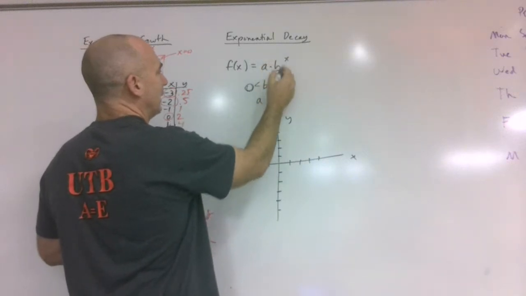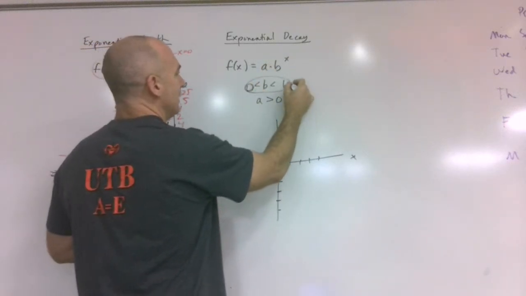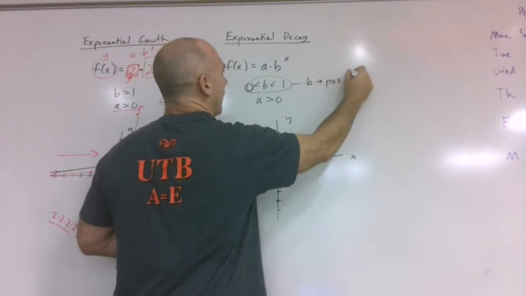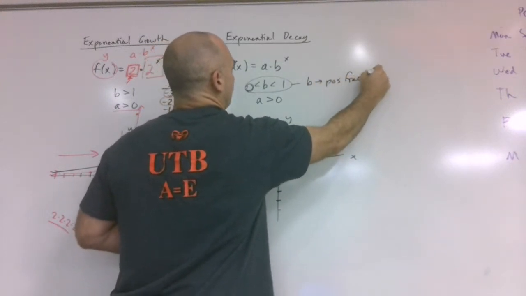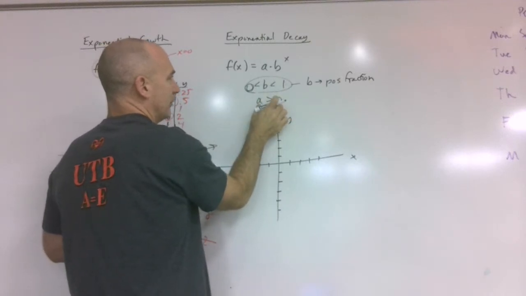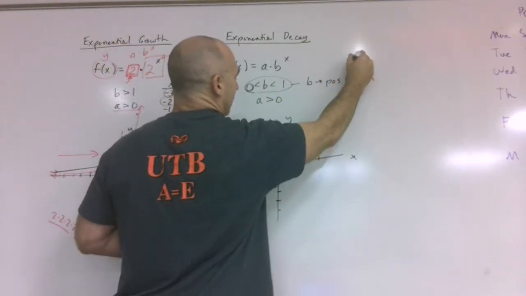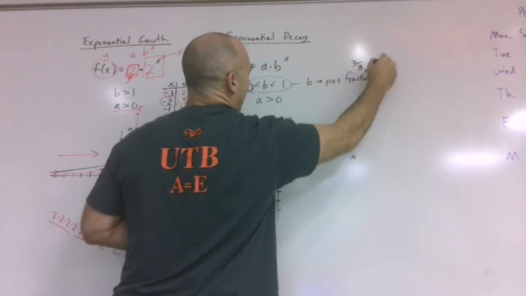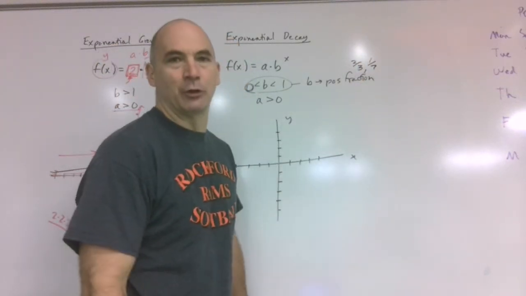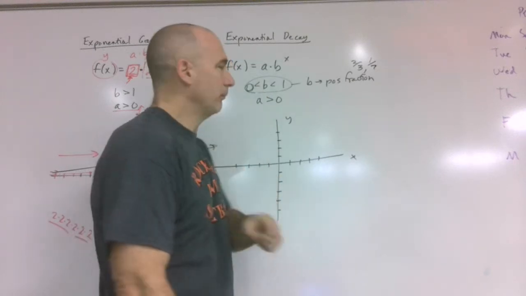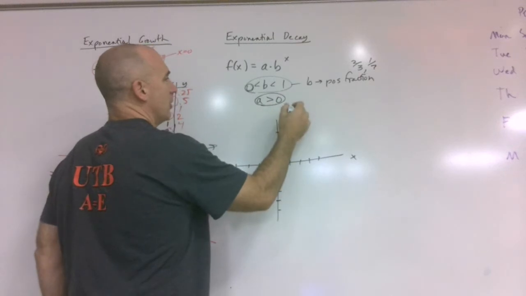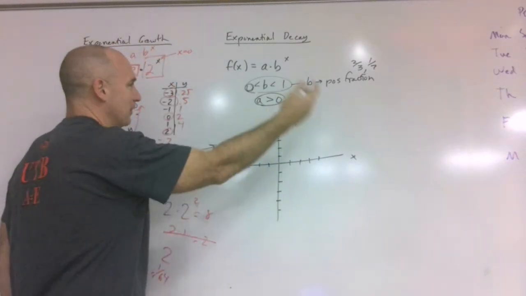So exponential decay, what does this mean? All that means is b is going to be a positive fraction in between 0 and 1. And when I say fraction, I mean like 2/3 or 1/7, because you could say like 10/2. All right, no, it's a fraction less than 1. So a is greater than 0, that just means something positive.